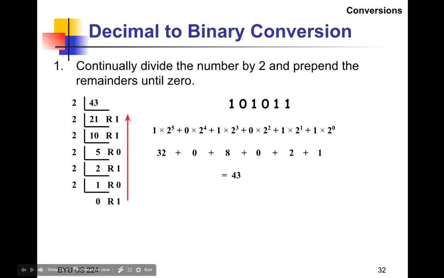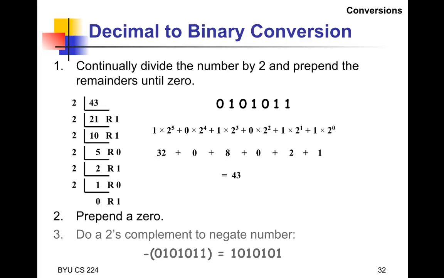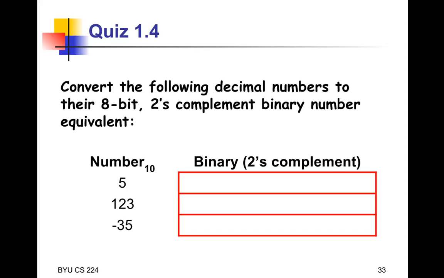So there's several ways to convert from decimal to binary. And you prepend a 0 if you want 8 bits, or you prepend as many zeros to get as many bits as you want. If you need the negative number, you do the 2's complement of that number. So here's a quiz for you. I'll let you look at how to do this, see if you can figure out how to do 5, 123, and minus 35. Shouldn't be too hard.